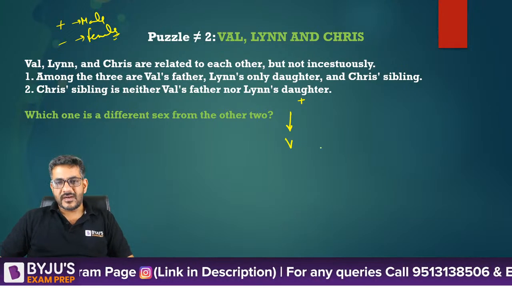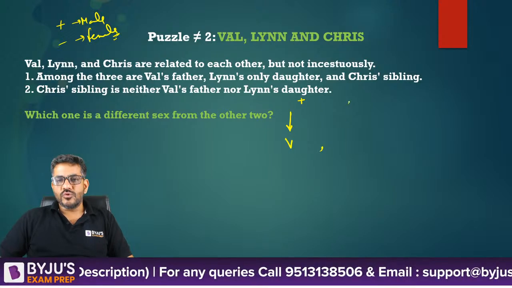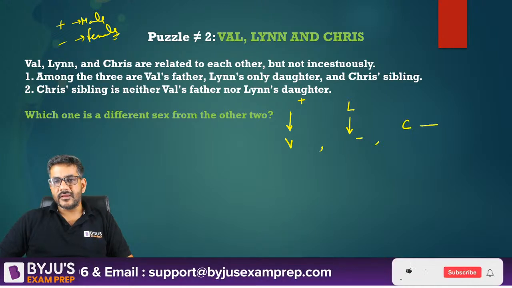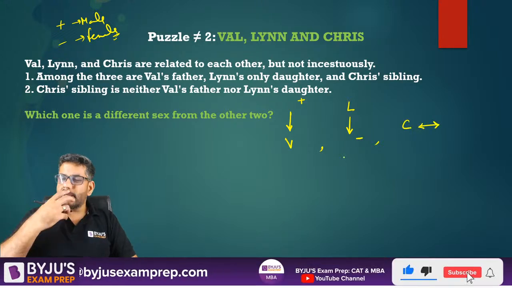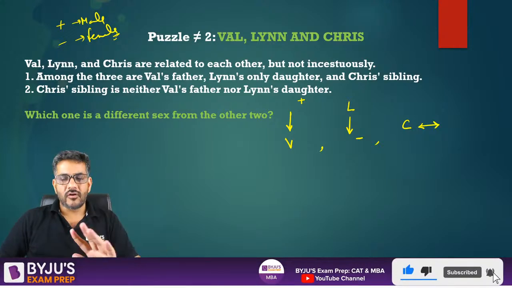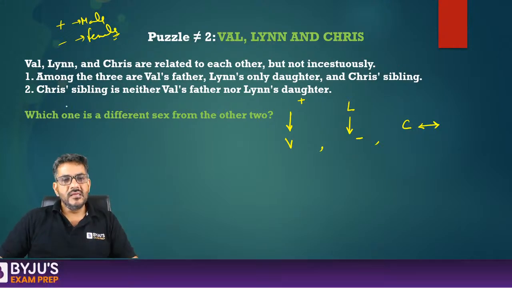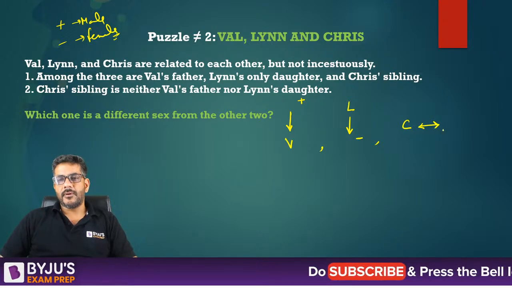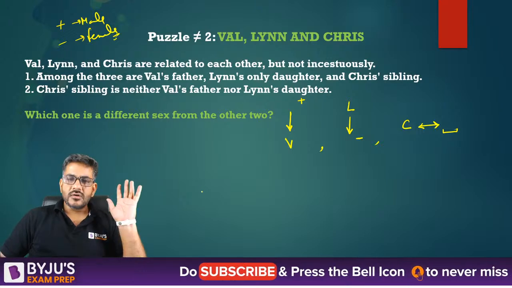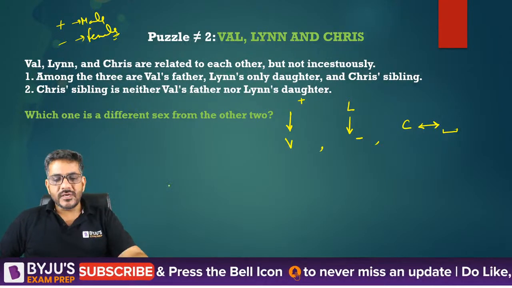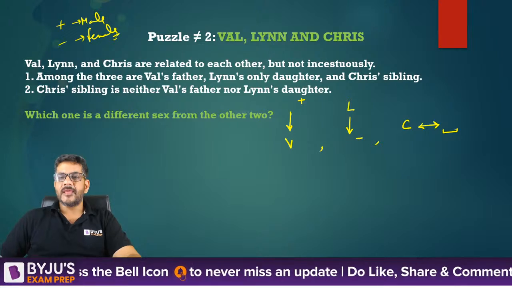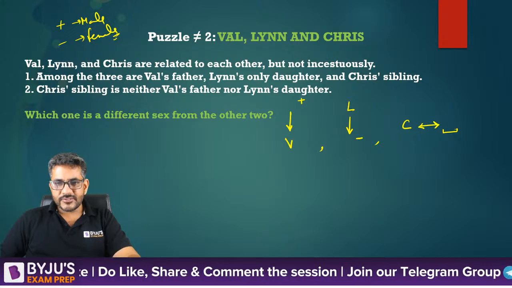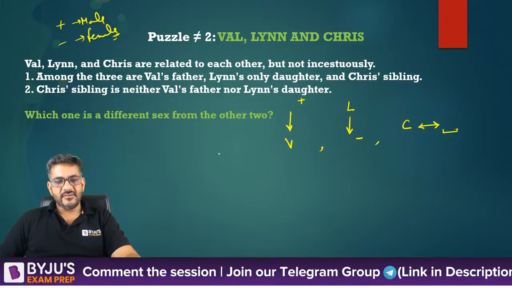So among the three, there is Well's father. Lynn's only daughter, so we have Lynn's only daughter over here. And Chris's sibling. So we have Chris's sibling here too. About a sibling, you can't say whether the person is a male or female. You can't say anything about it. Chris's sibling is neither Well's father nor Lynn's daughter. Which one is a different sex from the other two? That we have to figure out. So Vicky has got the answer as Lynn and Guneet Gupta has got the answer as Chris. Let's have a look at this now.